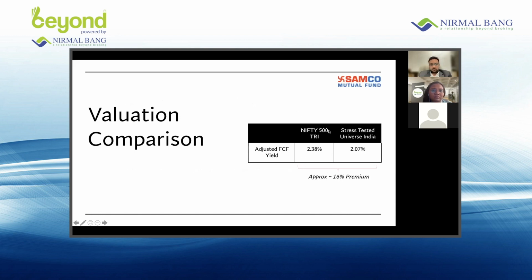So the Nifty 500 adjusted free cash flow yield is 2.38. For our universe, it is about 2.07, which means that there is an implied 15-16% premium, which is actually quite reasonable. For the quality of the companies that we have, we are actually happy to pay even a 25-30% premium, because they are far, far superior to the rest of the universe.